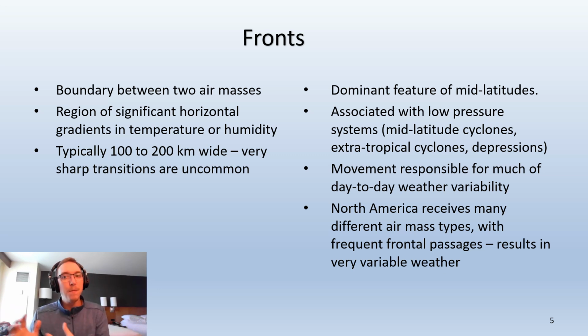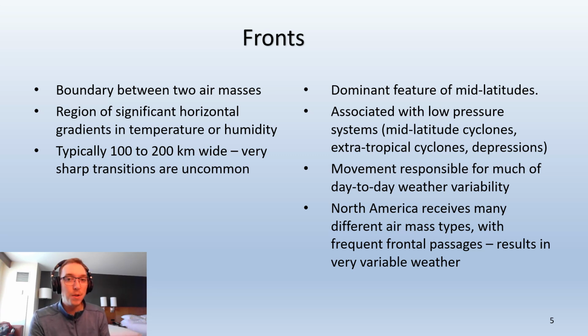We separate it by fronts. So as a front moves in, that's our way of saying that an air parcel of a different type is moving across the surface. They're typically 100 to 200 kilometers wide. Very sharp transitions are uncommon. You see this kind of gradient.